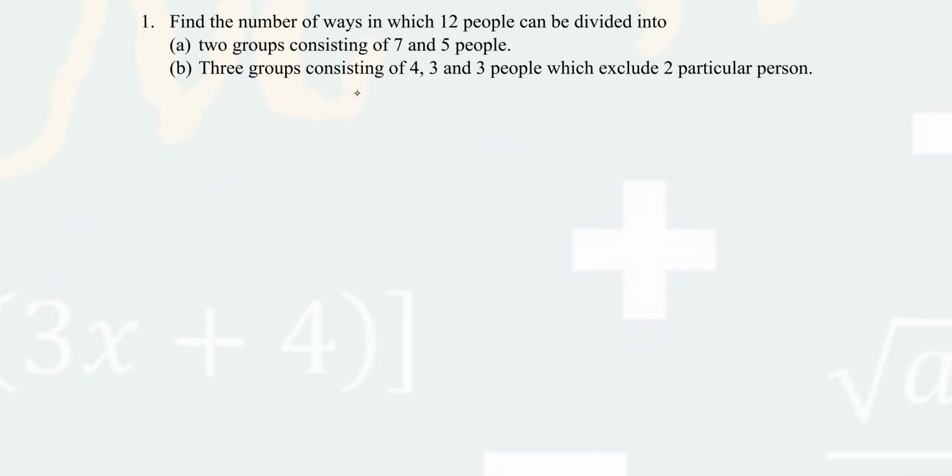For question number 1, find the number of ways in which 12 people can be divided into two groups consisting of 7 and 5 people. For A, there are 12 persons here. We need to split them into two groups, 7 and 5. Since the arrangement is not important, we are going to use the combinations formula, nCr. We know that there are 12 different persons. Therefore, for the first group, we need 7 persons.